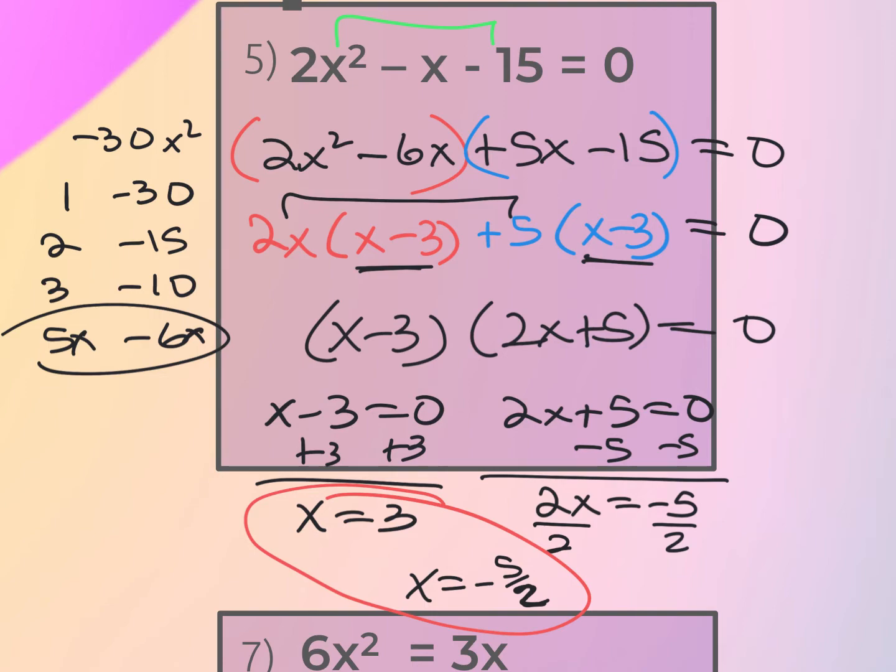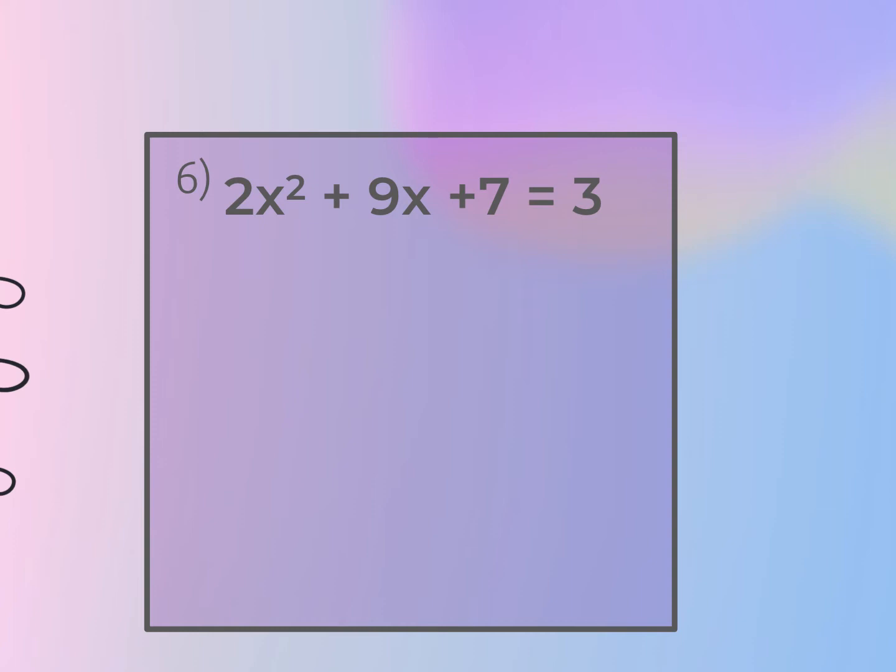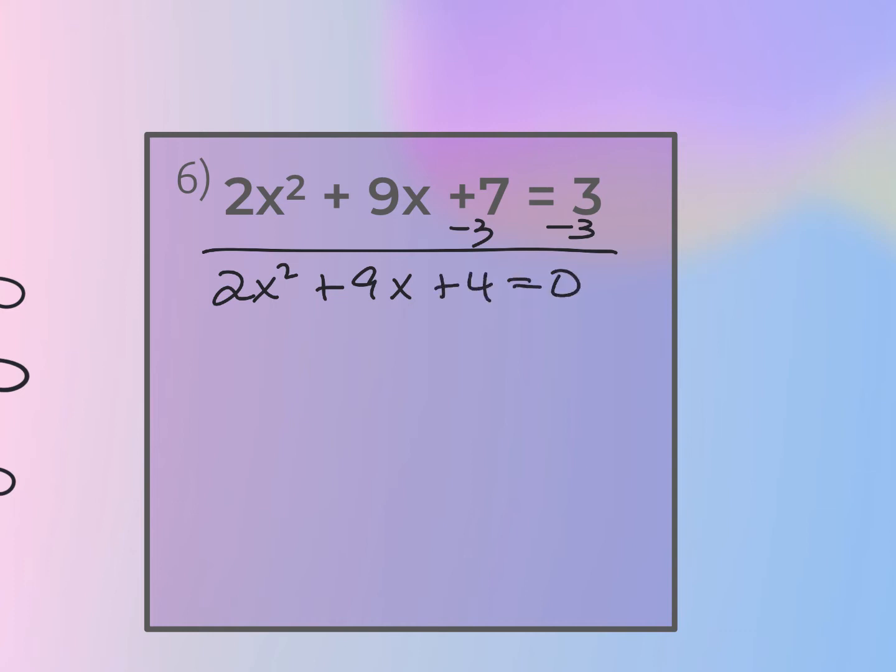Let's try the next one. Again, the next one is not in the correct form. We need to make the equation equal to 0. So I need to subtract 3, and then I'm left with 2x squared plus 9x plus 4 equals 0. Again, this one's easy enough to guess and test. Factors of 2 are just 2 and 1. Factors of 4 are either 1 and 4 or 2 and 2. So if you want to guess and test, you can. But let me go ahead and do the factor by grouping.